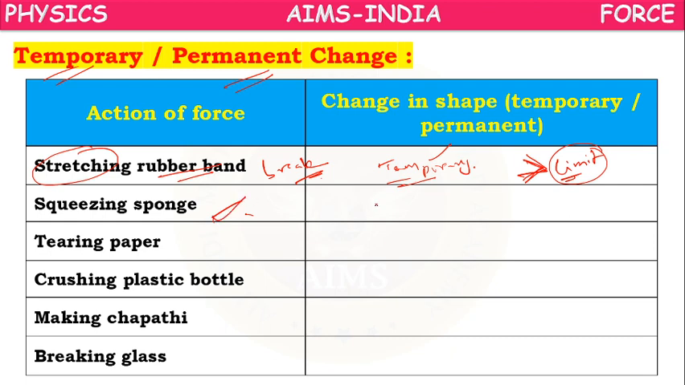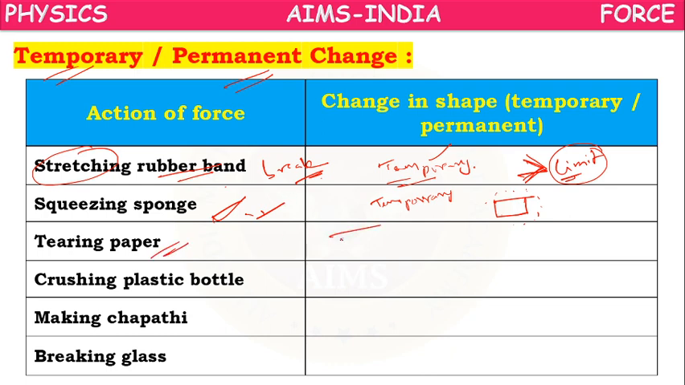Or squeezing a sponge. It's a temporary change. While washing the car, what will we do? We will dip the sponge in soapy water, and we can wash the car. By squeezing it while washing, after some time it will come back to the original position. So it's a temporary change.